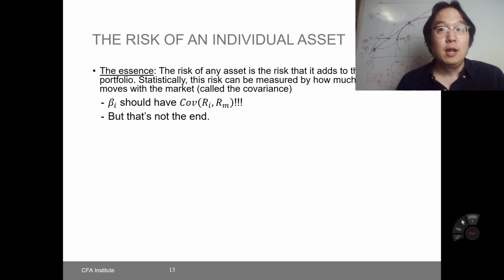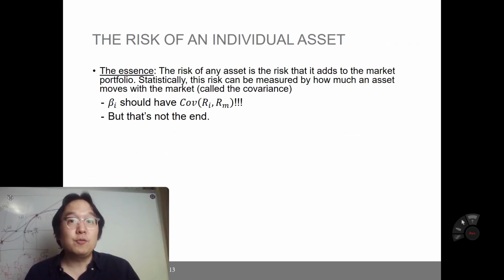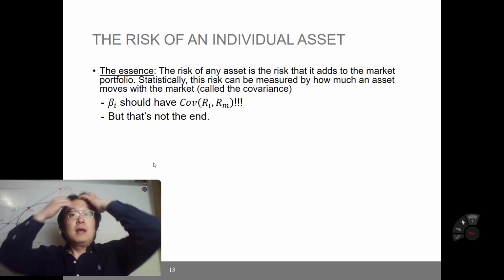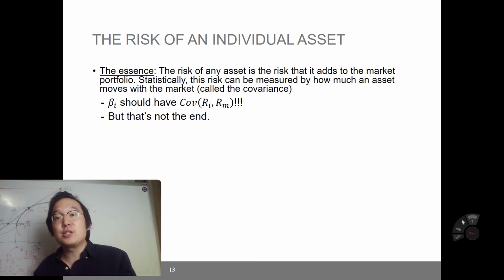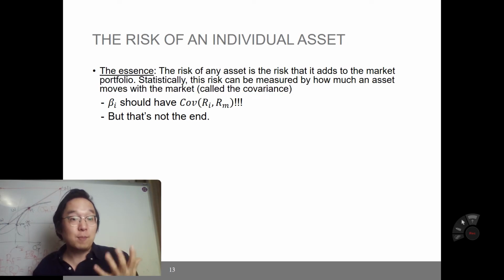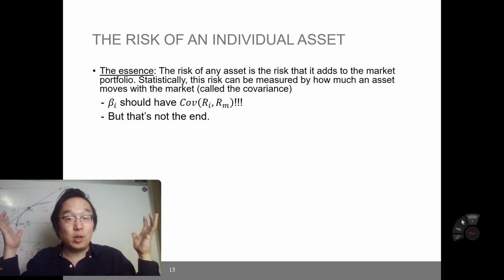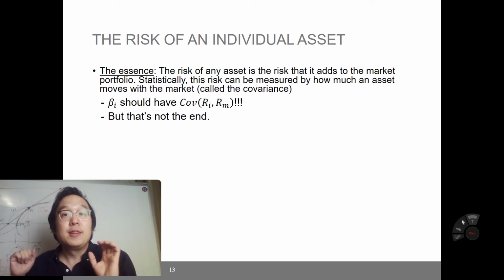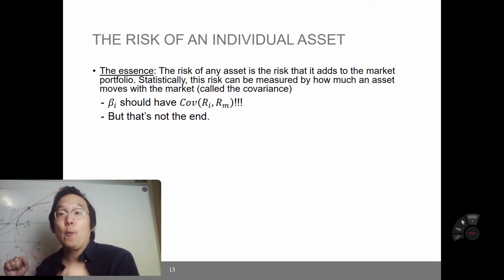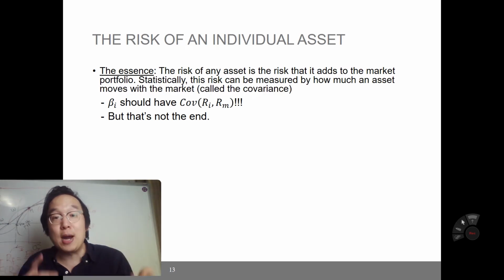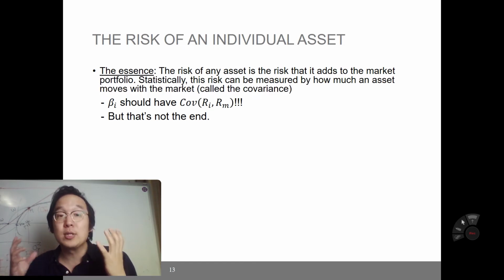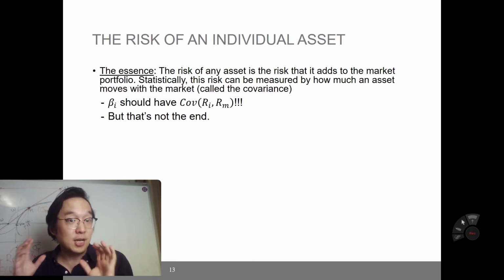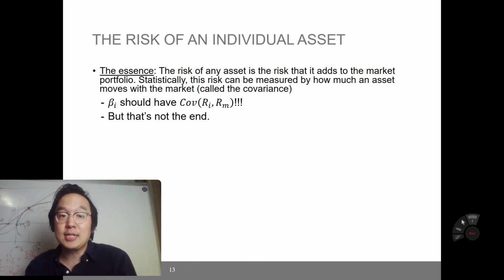Now, the risk of an individual asset, okay? The essence is that the risk of any asset is the risk that it adds to the market portfolio. What the heck are you talking about? Well, statistically, this risk can be measured by how much an asset moves with the market, called covariance, right? Beta I of your stock has to have covariance in it, but that's not the end.